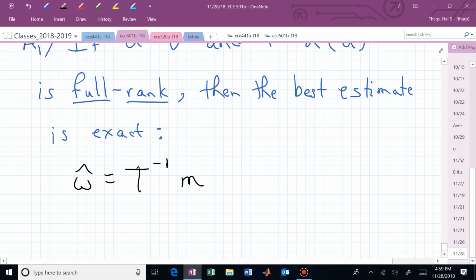So now we can invert that operator, and what was M? Well, M was defined to be TW. Now we apply the inverse of T to T, and we see that W hat, in fact, is W under those conditions.